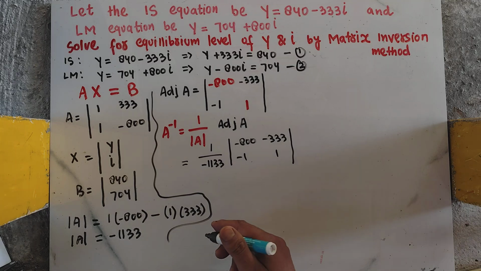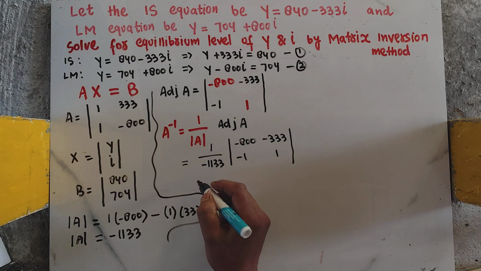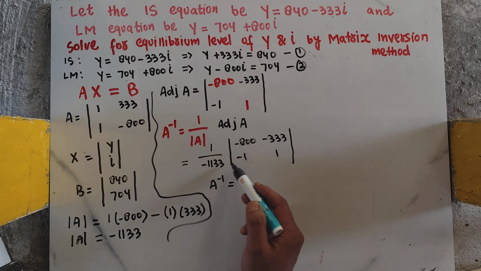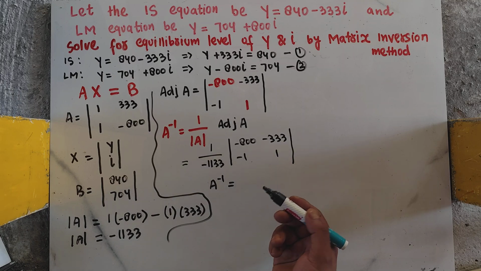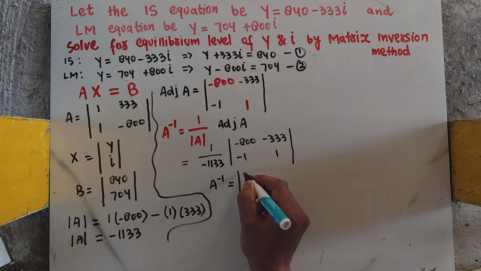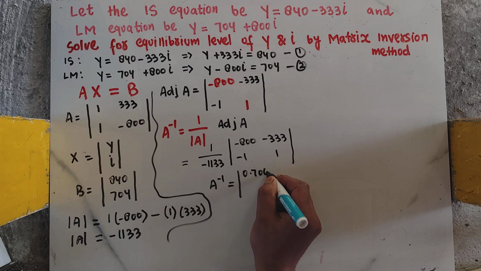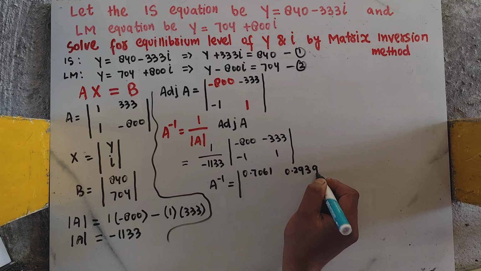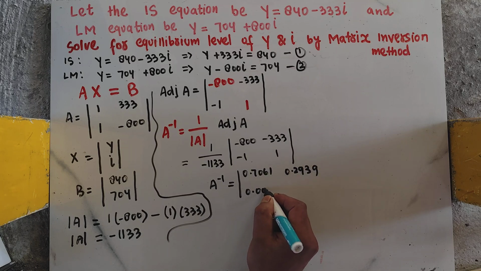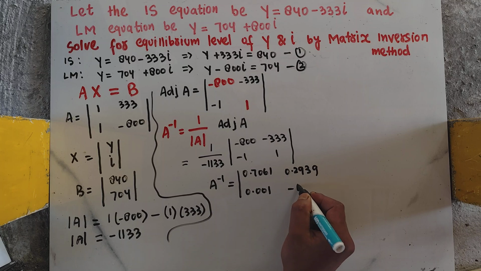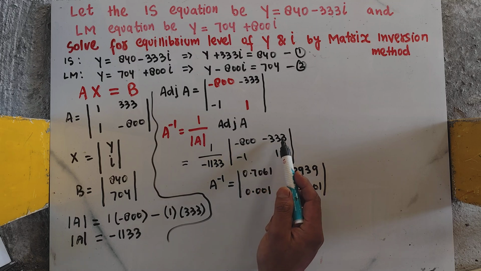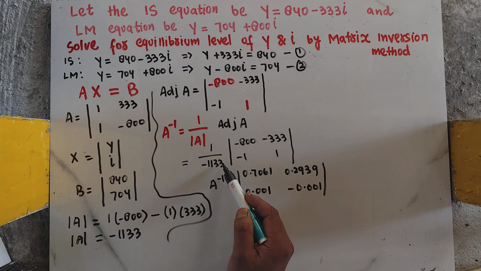When we solve this, A inverse will come out to be, so this negative 1133 is divided into each of these terms. Solving this, I don't have the space, it will come out to be 0.7061 here. Here we will get plus 0.2939. Here we will get 0.001, and here we get negative 0.001. So what we are doing here is dividing each element by negative 1133.